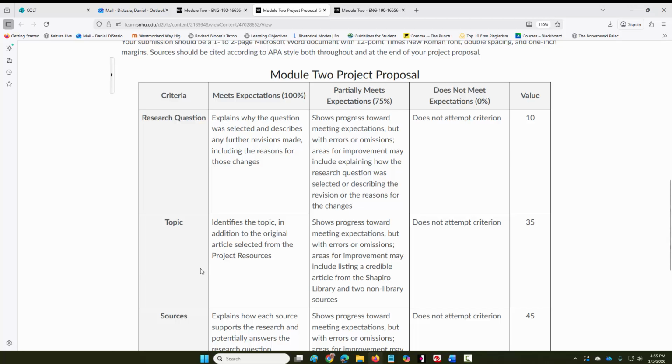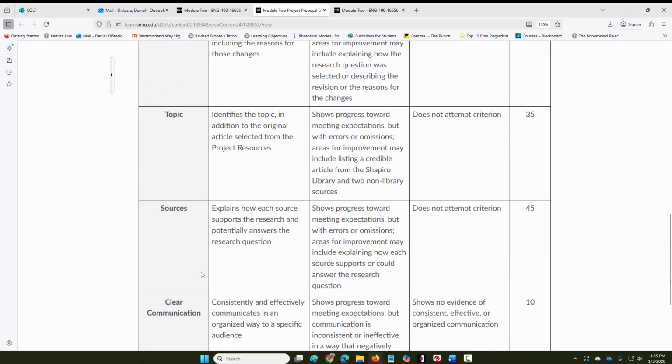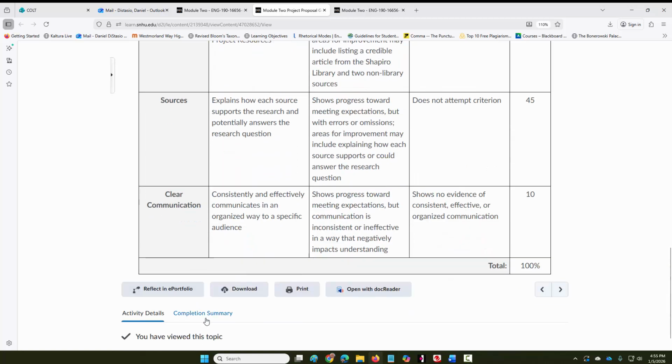Identify the topic in the original article selected. So you want to just kind of give us that relationship, why and what is the relevancy of the topic to the source, and then explain how each source supports the research and potentially answers the question. This really comes down to just, here's the source and you've read it, skimmed it, you have a good feel for it. You're really just kind of summarizing it. This is what the source says, and this is how it relates to the topic. And finally, obviously, clear communication in terms of writing.